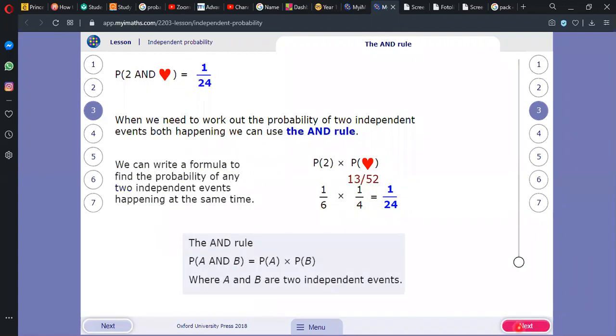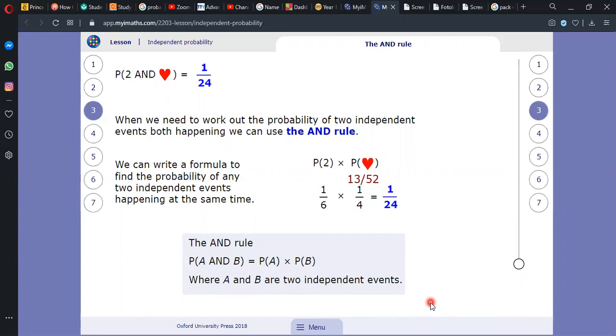Good one. So in general, guys, the formula for the AND rule is given as the probability of an event A and B is equal to the probability of A times the probability of B, where A and B are 2 independent events. Please take note. So this works just for independent events.